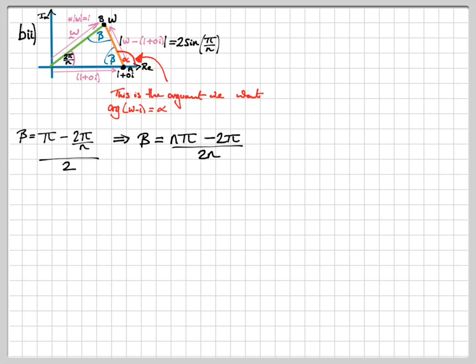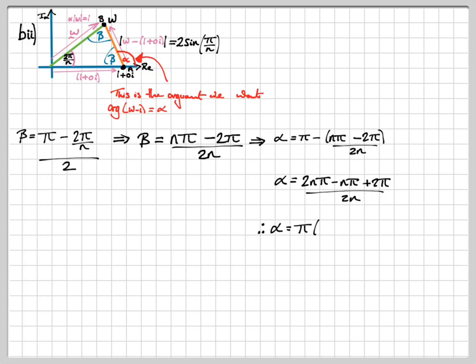A little bit of simplification gives us that beta will equal (n pi minus 2 pi) all over 2n, and from that we can determine that alpha is equal to pi minus (n pi minus 2 pi) all over 2n. A little bit of simplification by removing the bracket, and so we end up with alpha is equal to pi (n plus 2) over 2n, as desired. So again, so far so good. I'm not sure that the blue squares come on the screen, but never mind.